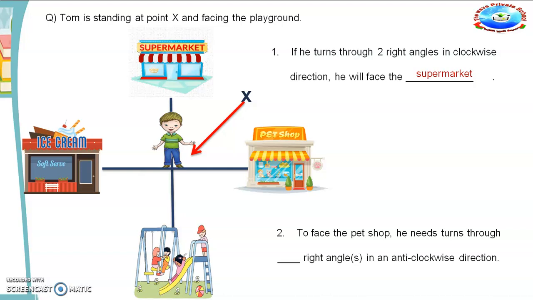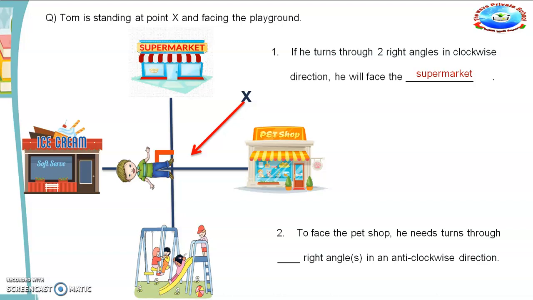And the second question. To face the pet shop, how many right angles does he need to turn through in an anti-clockwise direction? Here we need to find the number of right angles when he turns in an anti-clockwise direction to face the pet shop. Anti-clockwise direction means this direction. So we start with the first right angle.